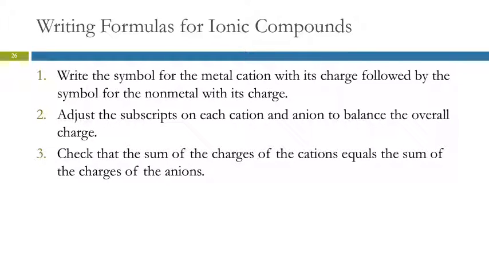And here's a list of steps for those of you that like lists of instructions. You need to write the symbol for the metal cation with its charge. Write the symbol for the nonmetal anion with its charge. You got to have the charges so that we know how to put them together. We're going to put them together in a way that the charges are going to add up to 0. And so if we need more than one of the cation, we're going to use a subscript. So we're going to use subscripts on each of the cation and the anion so that overall the charge adds up to 0. Because ionic compounds overall are electrically neutral. And then you always want to double check that things are working out okay.